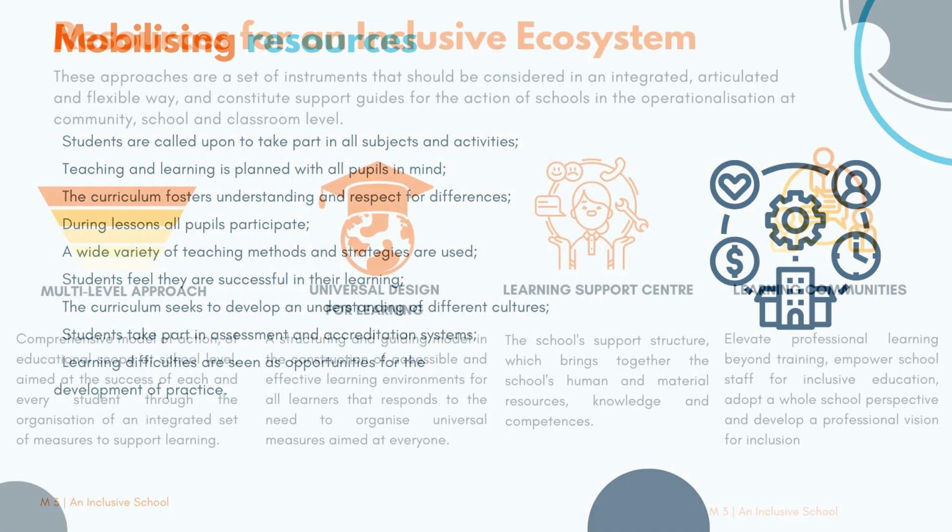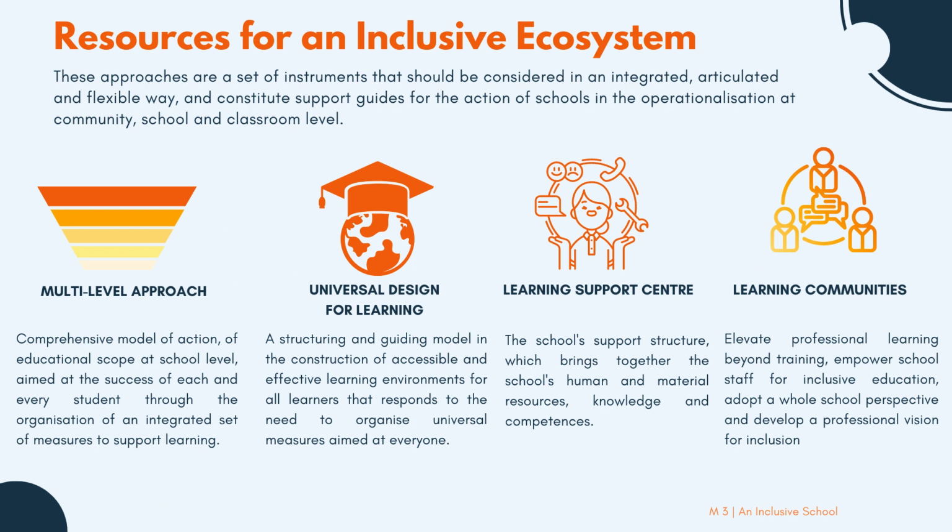Let us now explore 4 enabling features of an inclusive ecosystem. These are instruments that should be considered in an integrated, articulated, and flexible way, constituting support guides for the action of schools in the operationalization of the diploma at community, school, and classroom level.